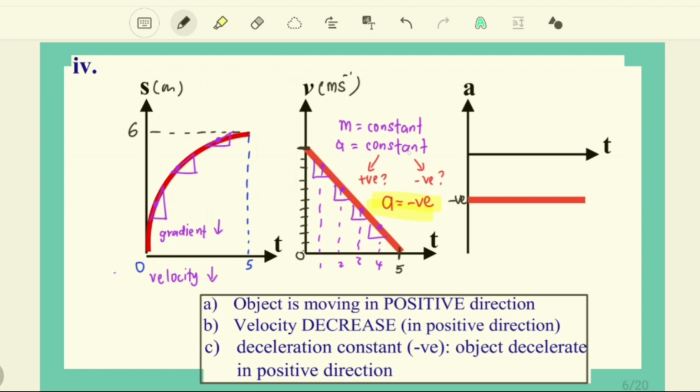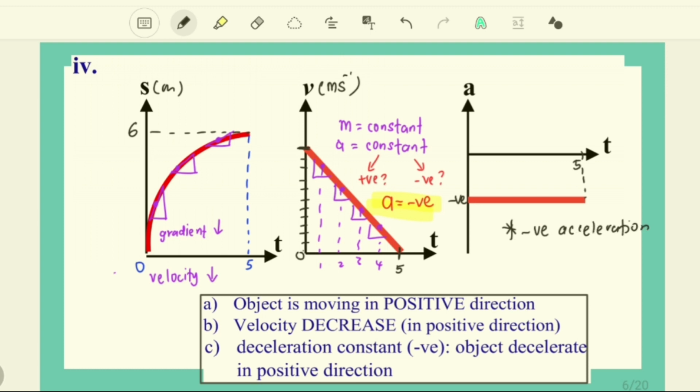Okay? A is constant, acceleration is constant. Maknanya dia constant saja sepanjang 5 second ini. In 5 second, the acceleration is constant, which is negative. Okay, negative value means that, in this case, negative acceleration.